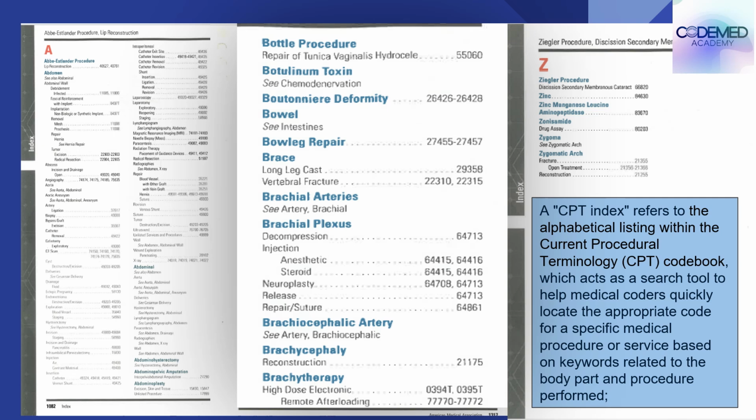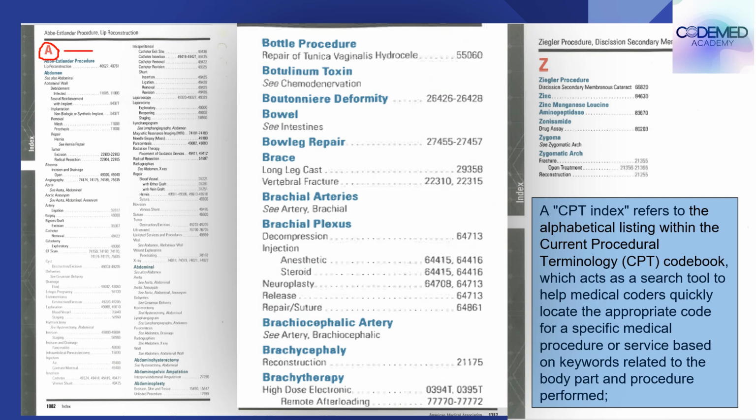or service based on the keyword related to the body parts and procedure performed. So you will see that the index always begins with the alphabet A. Any index, whether it is ICD or CPT, pretty much resembles the English dictionary. So you will have all the procedures or services or body parts that begin with the letter A.